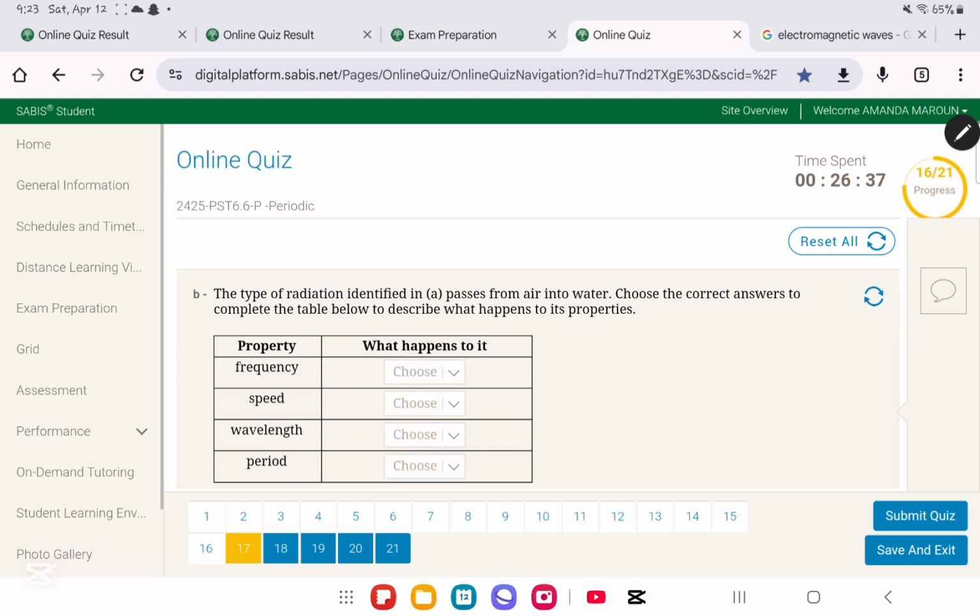We move here. They said the type of radiation identified in part A passes from air to water, so it will experience refraction. If it experiences refraction, then the frequency and the period will remain the same. However, because it is infrared radiation, which is a type of electromagnetic radiation, the speed and the wavelength are going to decrease if it's going from a less dense to a more dense medium. So the speed will decrease and the wavelength will decrease. However, if we were thinking of a mechanical wave, then it would be the opposite. If it was going from air into water, then definitely the speed would increase and the wavelength would increase.